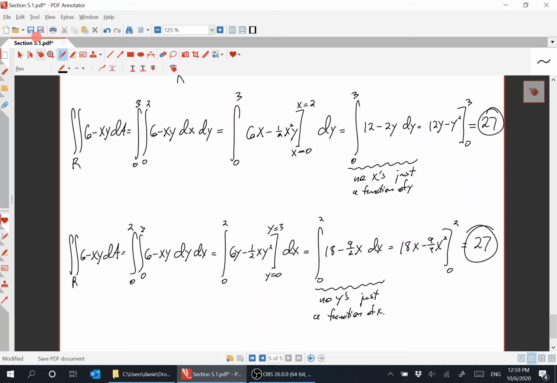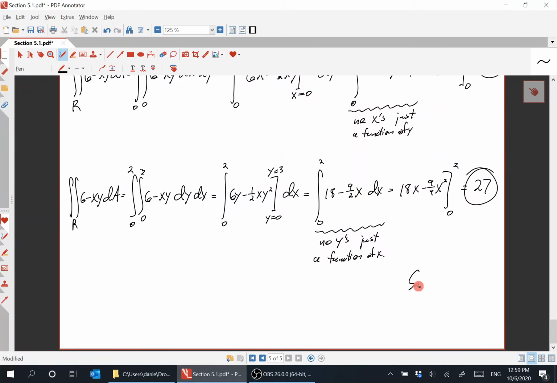All right, so same answer, as it should be. Not as it should, as it must be. So that's a nice way to check yourself sometimes, to do the integral twice and see that you got the same answer. If you got different answers, something went wrong somewhere.